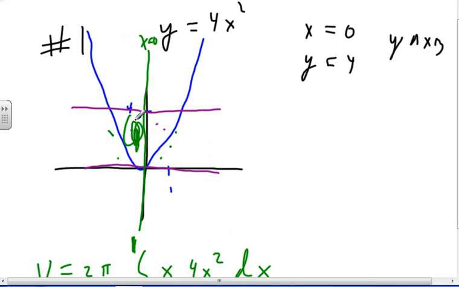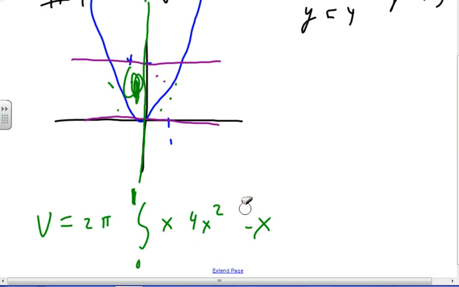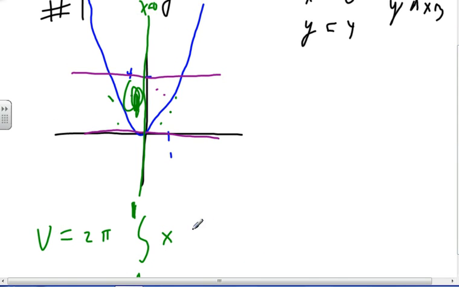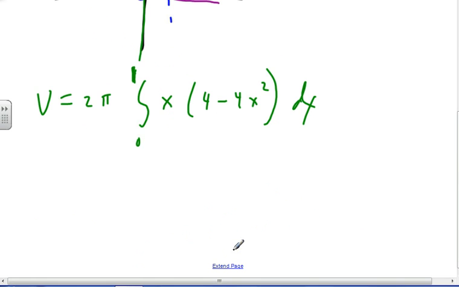So I'm making shells in here. My radius is x. My height is not 4x squared. My height is 4 minus 4x squared. Okay, because at 0 my height is 4, but at 1 my height is 0, dx. Okay, so now we got the problem set up.